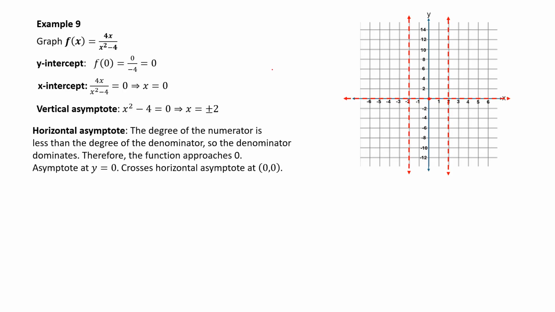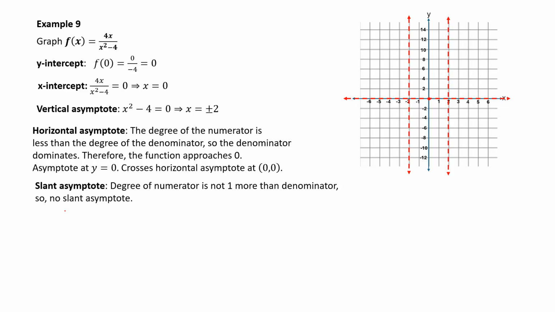Now, the question of whether it crosses or not, I'm saying it does cross, and we know that because the function can equal 0. If you set 4x over x squared minus 4 equal to 0, we already know that happens when x equals 0. So it does cross.